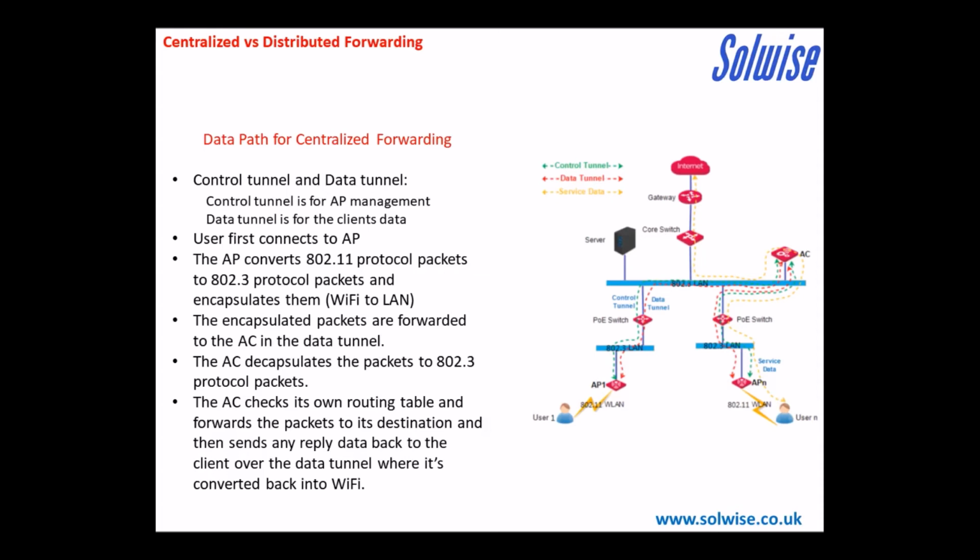So the flow events are, first of all, the client connects to the access point. So we're at this stage here, user connects to the access point. The AP then converts the Wi-Fi to LAN. Then the encapsulated packets are forwarded by the AP over the tunnel to the controller. The controller then de-encapsulates the packets to normal LAN traffic, checks its own routing table, and then forwards the packets to the intended destination. When data comes back the other way, all that happens is you get a reverse of that process.